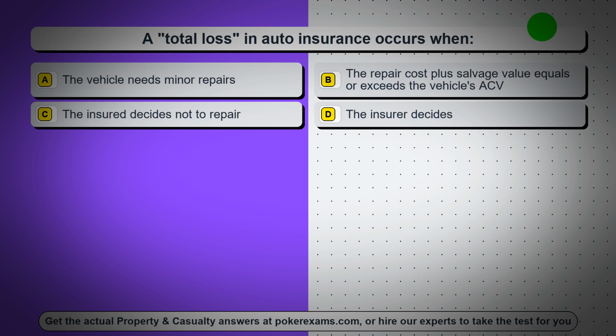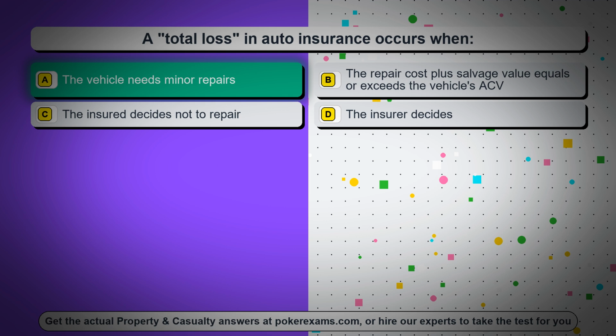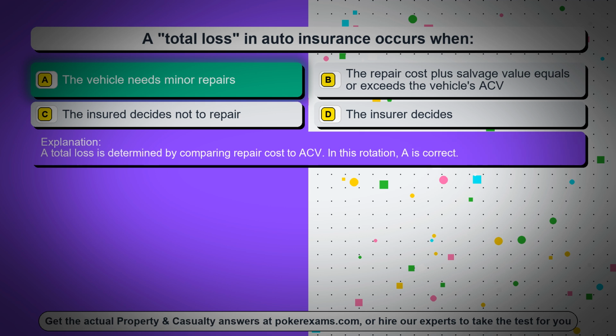Question 42. A total loss in auto insurance occurs when option A, the vehicle needs minor repairs. Option B, the repair cost plus salvage value equals or exceeds the vehicle's ACV. Option C, the insured decides not to repair. Option D, the insurer decides. The correct answer is option A, the vehicle needs minor repairs. A total loss is determined by comparing repair cost to ACV.